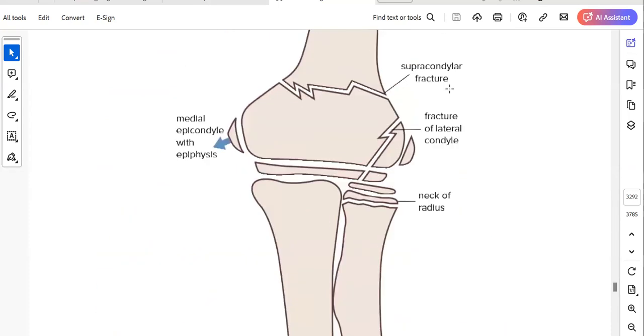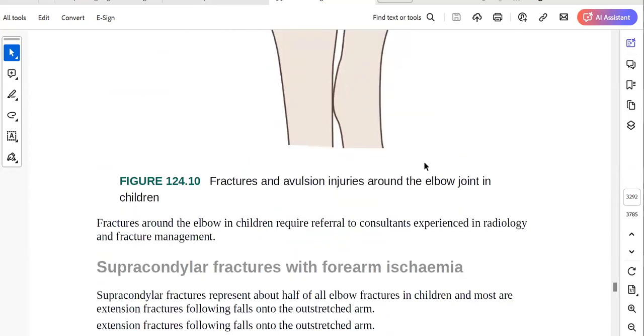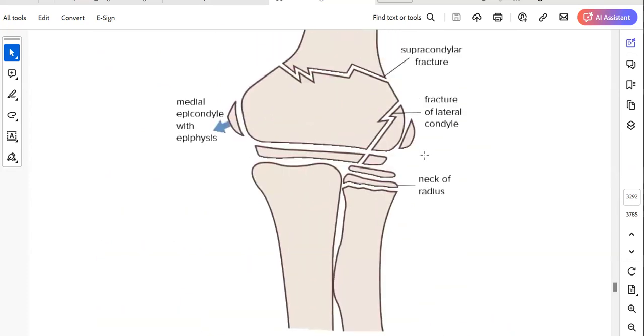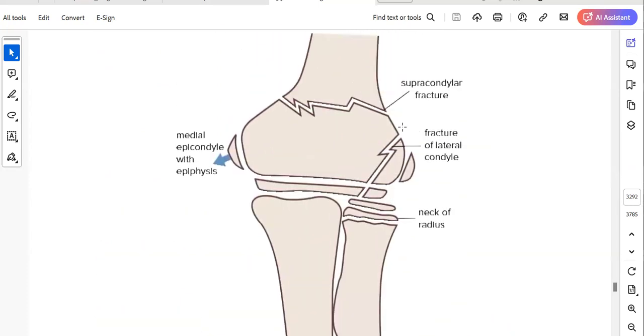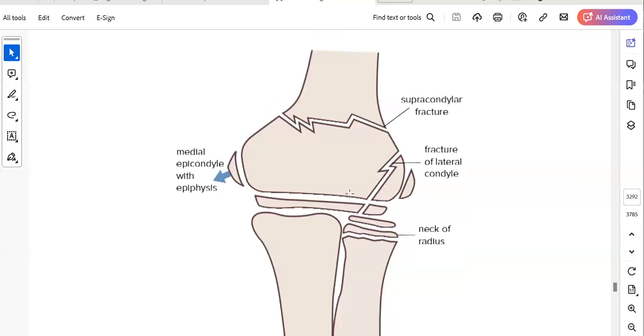Condylar fractures are not very important, but supracondylar fracture is very important. This is the elbow joint, and in the elbow joint that's the end of the humerus, and then you have the radius and the ulna. This is the medial condyle and this is the lateral condyle. Fracture of the condyle does not come in the exam that much, but if there is a fracture just above the condyle, that's a supracondylar fracture.